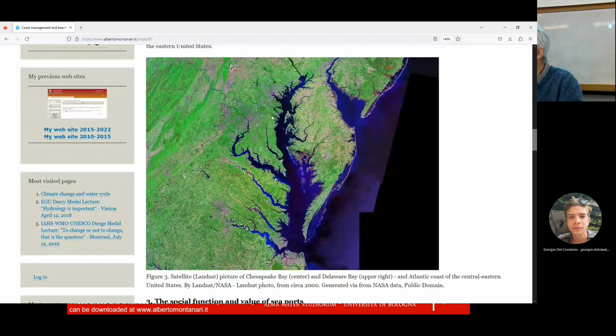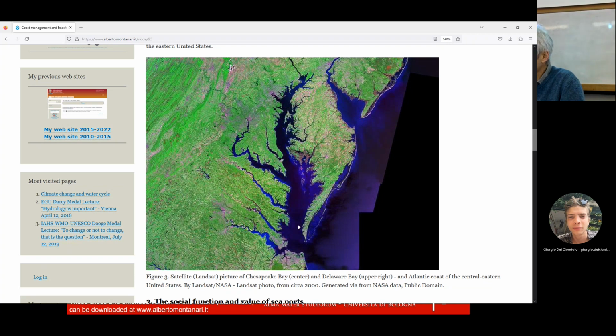This is the Chesapeake Bay and the Delaware Bay. The Chesapeake Bay is at the center, and the Delaware Bay is in the upper right. It's the Atlantic coast of the central eastern United States, and this is a picture taken by the satellite. This is a typical example of a submergent coast.